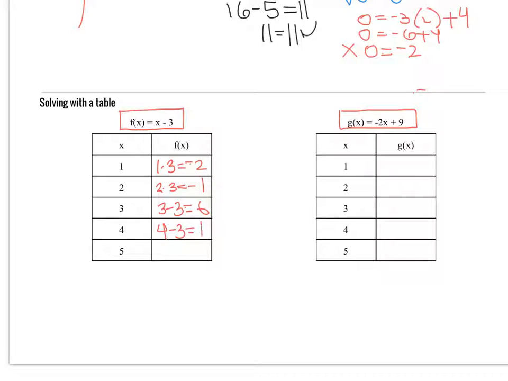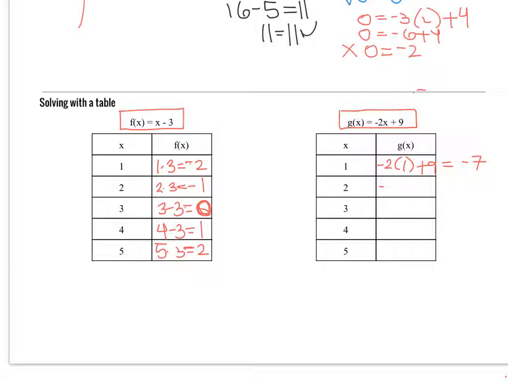4 minus 3 equals 1, and then 5 minus 3 equals 2. Okay, now let's look at the ordered pairs, and this is a 0 here, it looks like a 6. There we go. So now let's do the ordered pair for the g function. Now we have negative 2 times 1 plus 9. So negative 2 plus 9 is negative 7. And then we have negative 2.